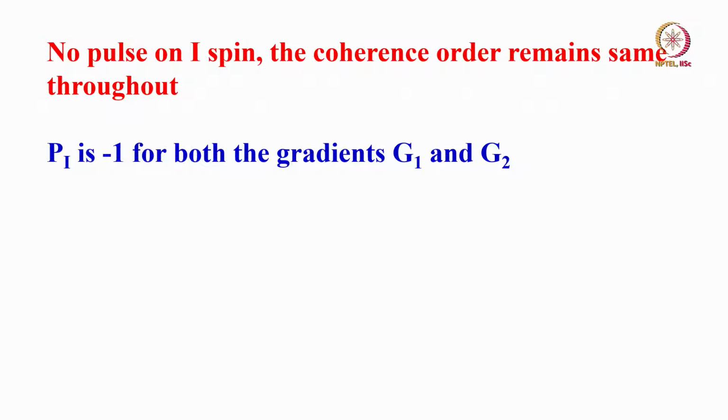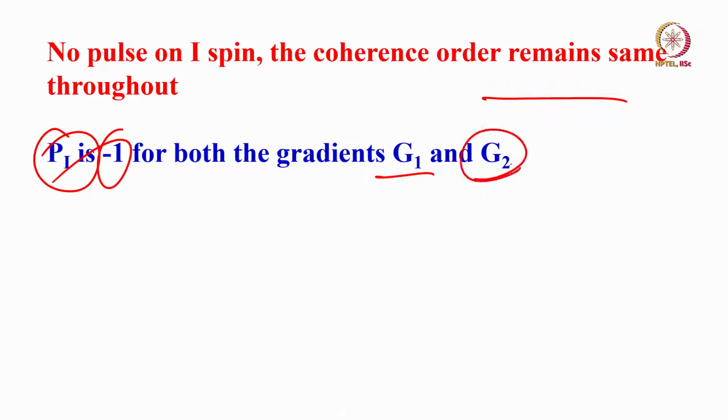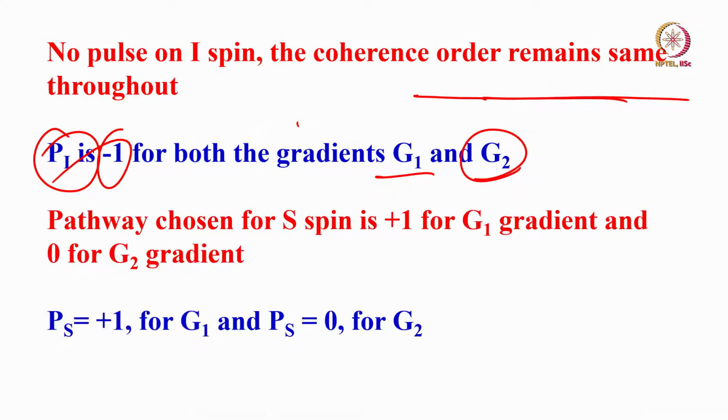So, in other words, we will write like this. There is no pulse on I spin. Since there is no pulse on I spin, the coherence order remains the same throughout. Because I have not applied anything, I have chosen the -1 pathway. So pI is -1 for gradient G1 and is also -1 for gradient G2. I have not changed it; I have taken only one pathway. What about pS? For pS, I took the pathway +1 to 0.